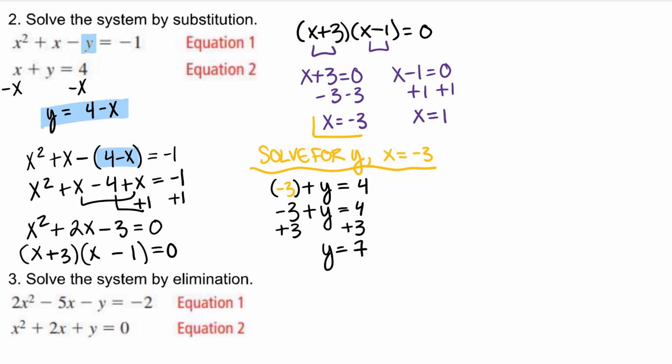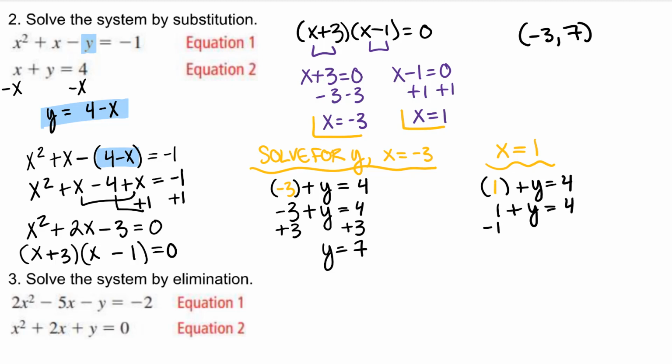That makes one of our solutions the point -3, 7. Now solve for y when x is equal to 1. The y value that corresponds to 1 is 3, which would be our other solution. Each of these solutions will make both equations true, so you can always check by plugging in x and y to make sure your solutions are correct.